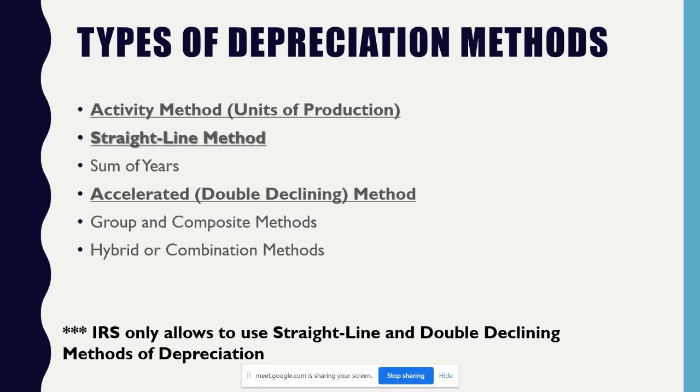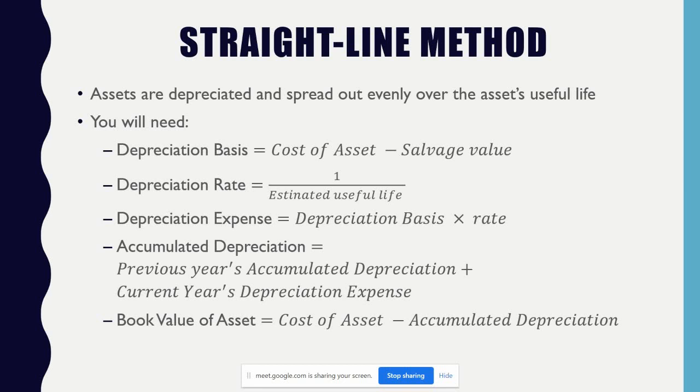Now, when we talk about straight line, it is exactly what the title says. You're going to depreciate it by a consistent, constant number. So every year or every month, however you depreciate your assets, you're going to depreciate the same amount every single year. The goal of straight line is to take the entire asset cost and divide it evenly amongst its useful life.